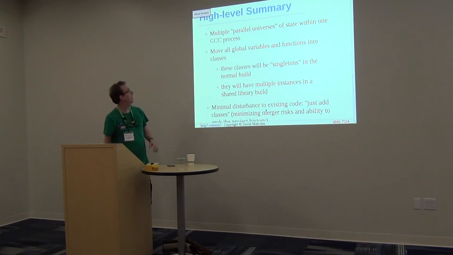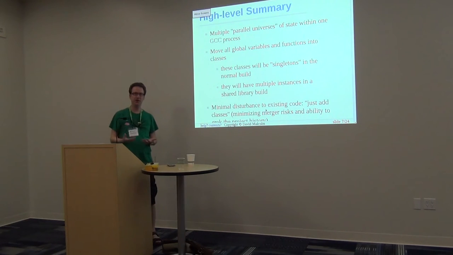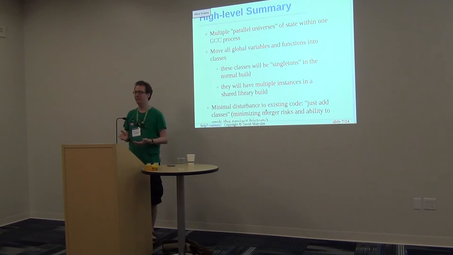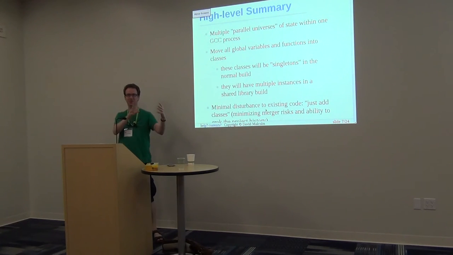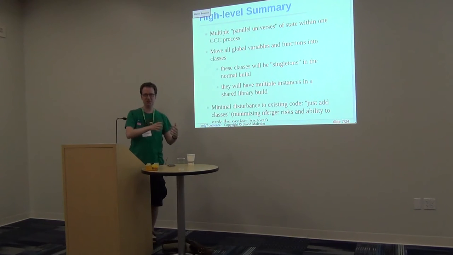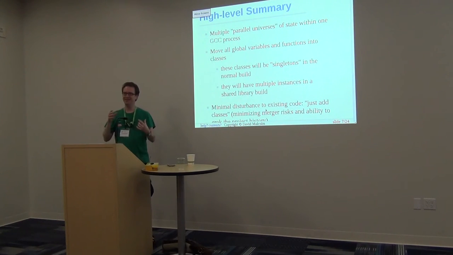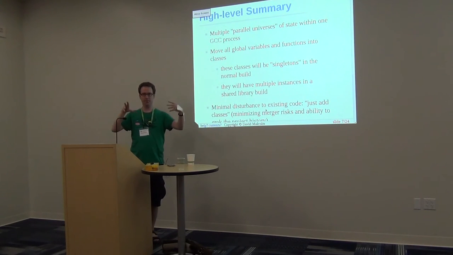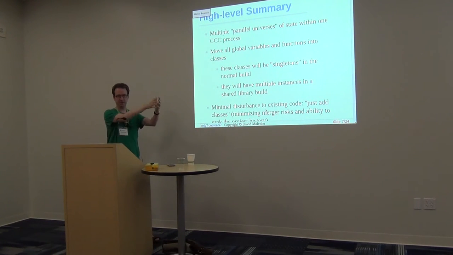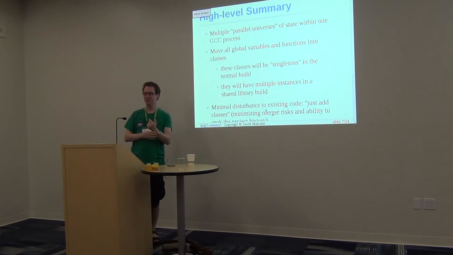And so basically, I've got a proposal for how we go about fixing it. It's somewhat formed, and I'm looking for feedback from the people more familiar with GCC than I. So the idea is multiple parallel universes of state. I like to call them parallel universes. Some people bike shed whether they're universes or contexts, and whatever. Basically all global variables become associated with a particular universe, so that there's one copy in this universe, and one in another. And the way to do it is more C++, I'm afraid.